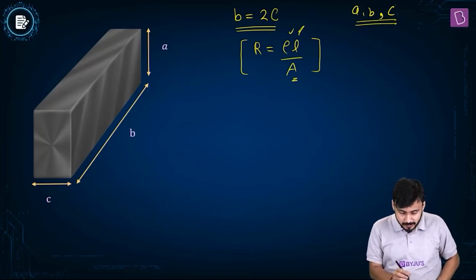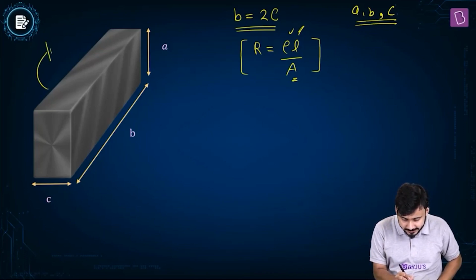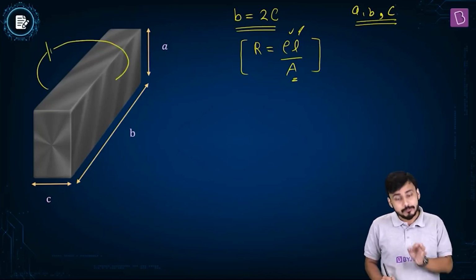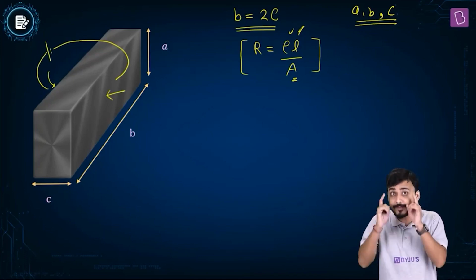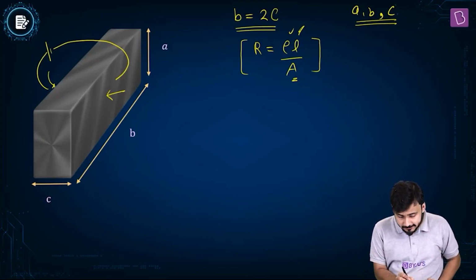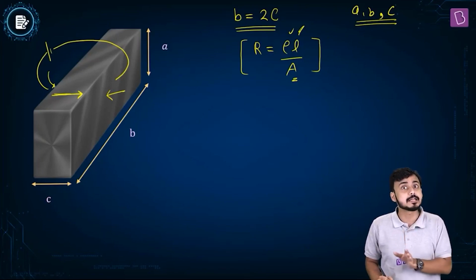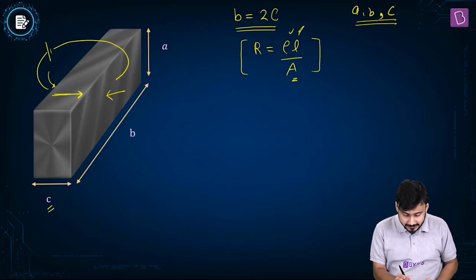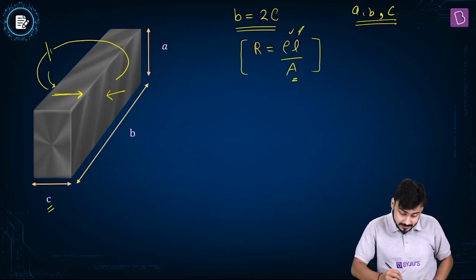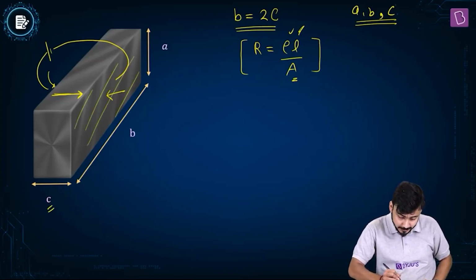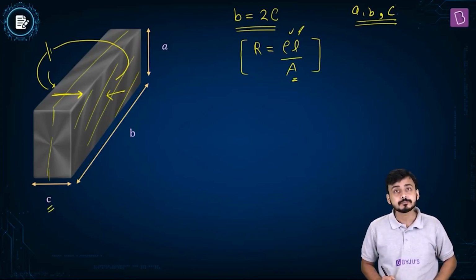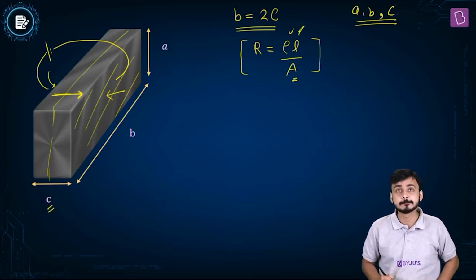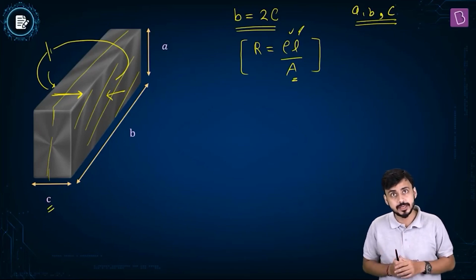For that matter, if you connect this with a battery like this, so if you connect these two faces, one is this face and the second is this face. Is this a set of parallel faces? Yes. So the current will flow like this into the material. If you talk about the length across the current flow, that comes out to be C. And if you talk about the cross-sectional area, that comes out to be this perpendicular area, this cross-section. So the cross-sectional area comes out to be AB.